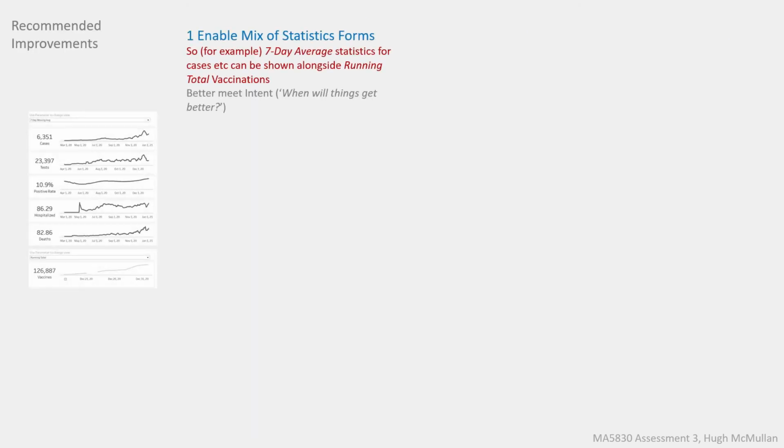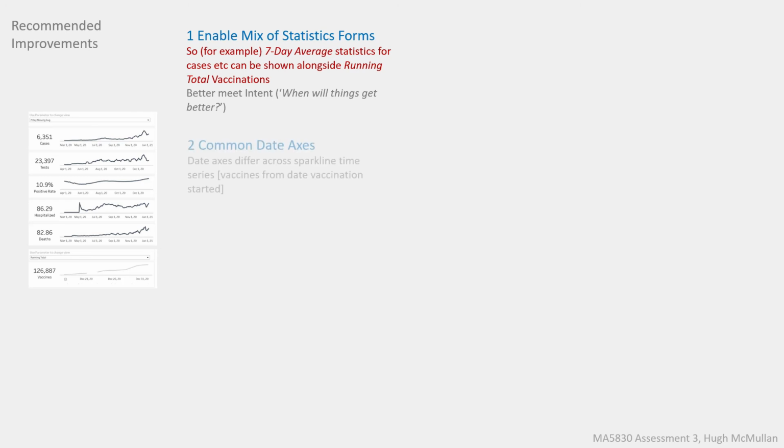Showing the running total statistic for vaccines at the same time as the 7 or 14-day moving averages for the other statistics. Then the audience could actively look for a toppling effect on those statistics, the numbers turning downwards as the cumulative numbers of vaccinated persons grew. That is a key intent question. When will things get better?